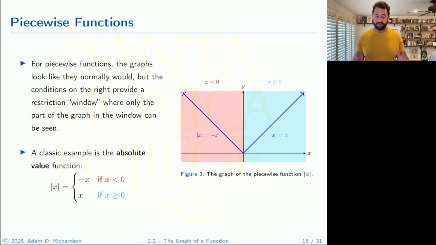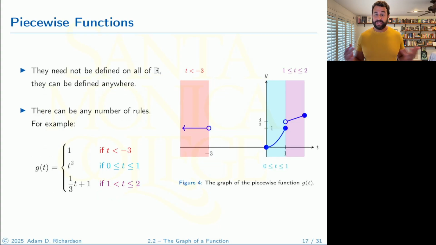So piecewise functions are very flexible. The other thing is they don't need to be defined on all of the real numbers. Piecewise functions can have holes in them. They can have cutout intervals. There can be any number of rules. You could have a dozen of these rules. You could have a trillion of these rules, however many you need. You're just saying what to do on certain intervals or at certain points.